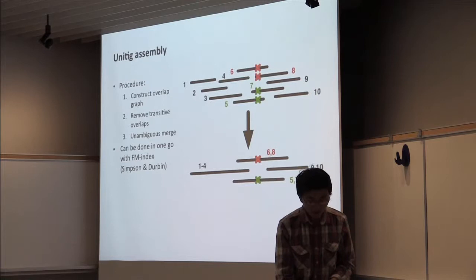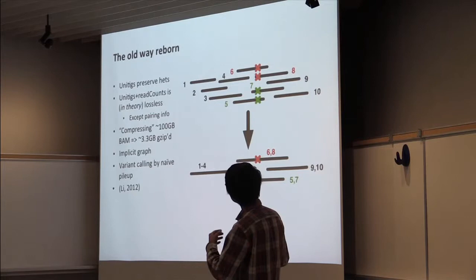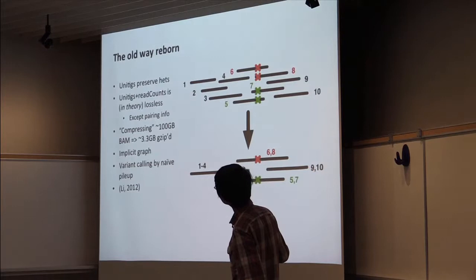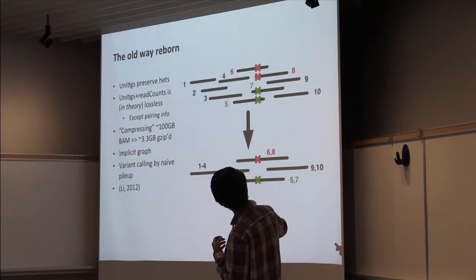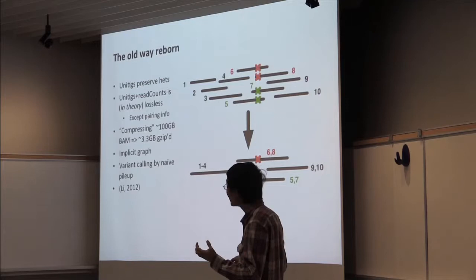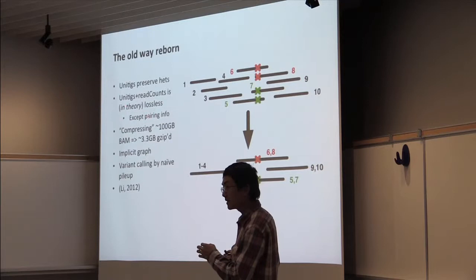This is kind of the old way, but when you run it on, say, a 34x coverage genome, ideally, if the counting is perfect, you preserve all the haplotypes. And if you keep contigs and also the read counts, you can keep how many reads support each position. In theory, you don't lose any information except pairing. Actually, the weak point is the pairing.